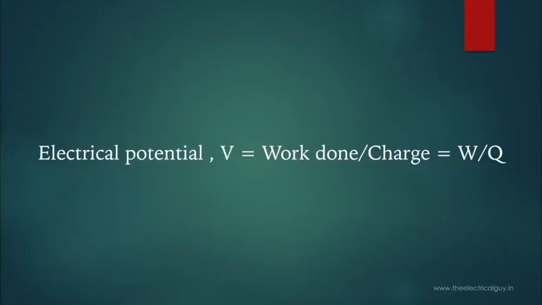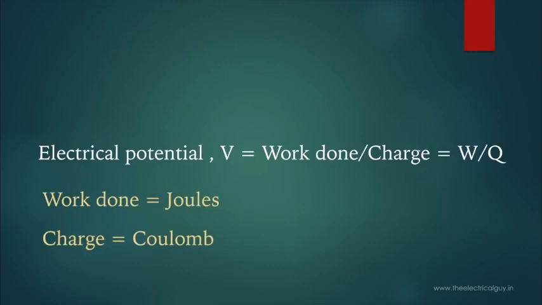So obviously, the work done to charge a body to 1 coulomb would be the measure of its electric potential. Electric potential is denoted by letter V. Electric potential, or V, is equal to work done by charge, or W by Q in short. We measure work done in joules and charge in coulomb. Therefore, the unit of electric potential will be joules per coulomb, or volt. So if we did work of 1 joule to charge a body to 1 coulomb, then the electric potential will be W by Q, that is 1 by 1 equals 1 volt.